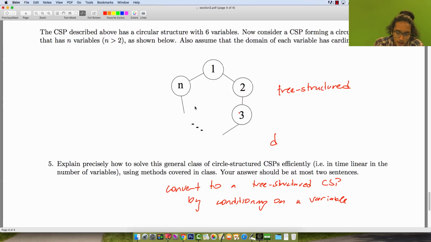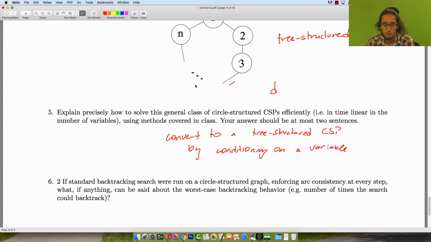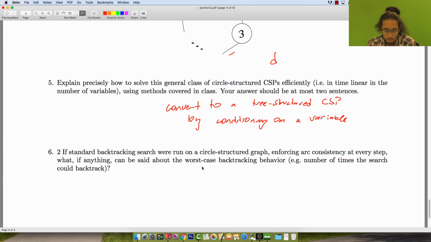And what happens when you backtrack? Backtracking search will go back to this very first variable it assigned a value to, and it'll change that value. And then it'll do the whole process again, right? So the question of, what's the number of times that you backtrack in the worst case? Well, that's basically the same as the answer to this, right?